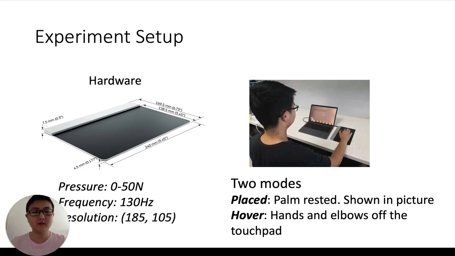The experiment was conducted in two modes called placed and hover, respectively. Participants could rest their palms entirely on the touchpad in placed mode, as shown in the right picture. For the hover mode, they must lift their hands and elbows off the pad, just like we type on most touchscreens. In both conditions, participants were asked to perform one-handed touch typing to enter the target phrases. We are interested in whether resting their palms would affect the typing performance in these two modes.